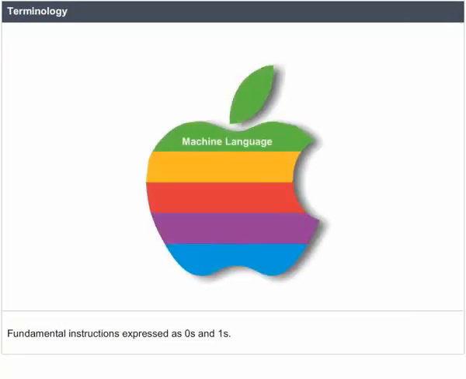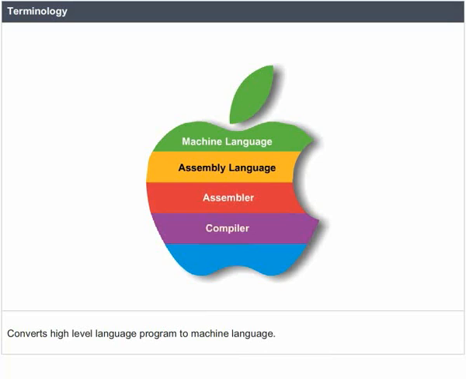Terminology. Machine language: fundamental instructions expressed as zeros and ones. Assembly language: human-readable equivalent of machine language. Assembler: converts an assembly language program to machine language. Compiler: converts a high-level language program to machine language. Stored program: a program can be stored on the computer with its data and be manipulated as if it were data.